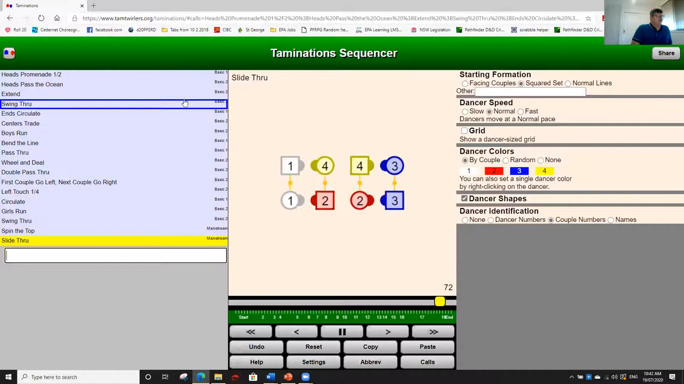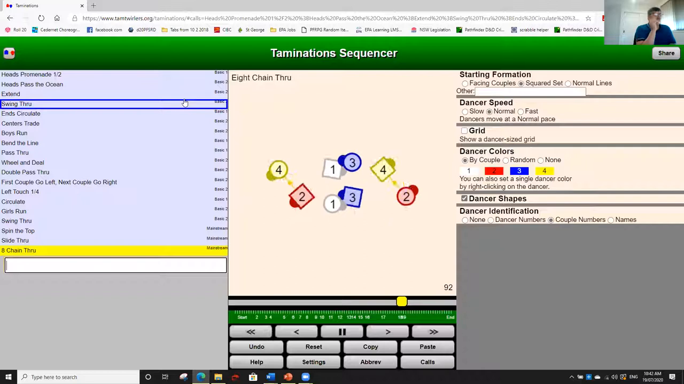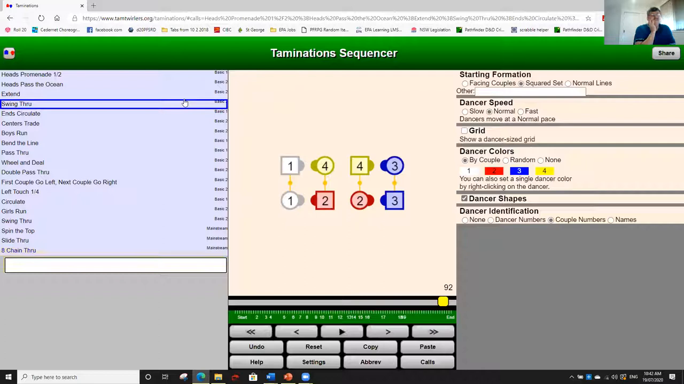Look at that. Let's put a corner box module in here. Eight chain through. Okay. This allows the caller to, right, the dancers are moving, the dancers are still going. I've had my coffee, I've gone to the bathroom, and I'm back. Good. Let's finish our singing call.